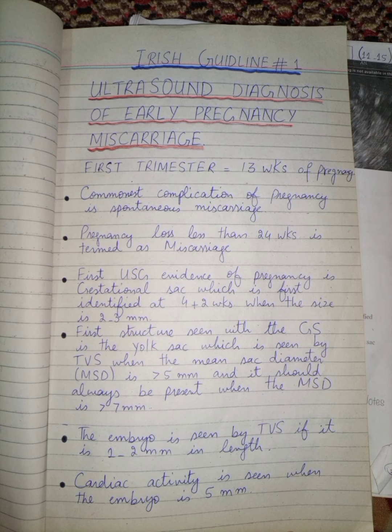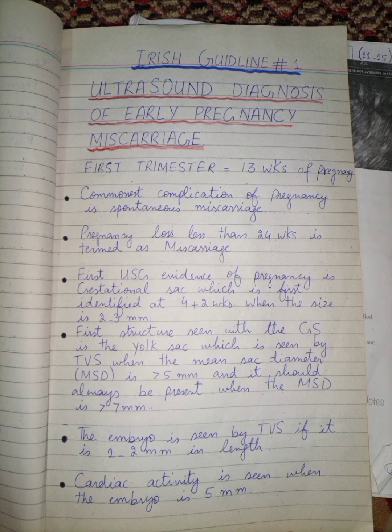Now today we will discuss the Irish guideline number 1, which is ultrasound diagnosis of early pregnancy miscarriage. First trimester is up till 13 weeks of pregnancy. Commonest complication of pregnancies: spontaneous miscarriage. Pregnancy loss less than 24 weeks is termed as miscarriage.